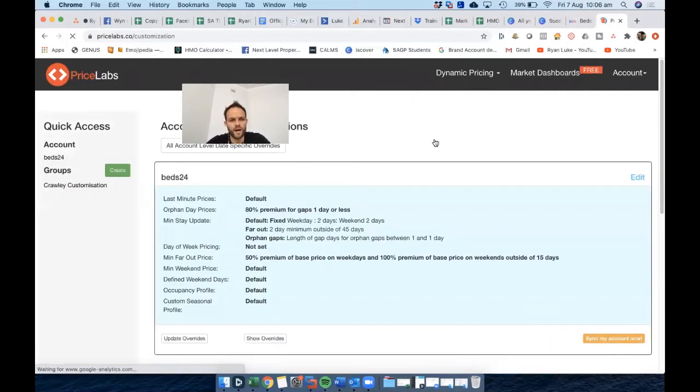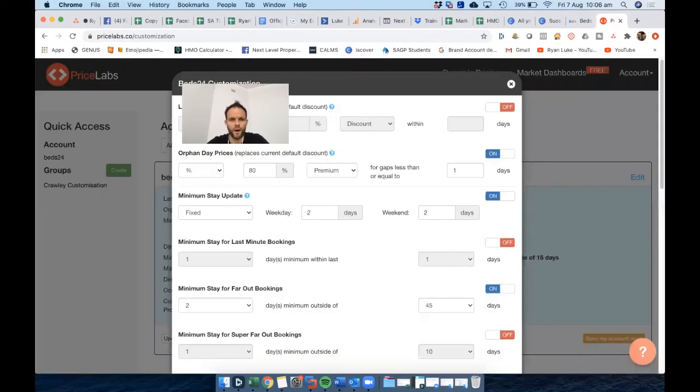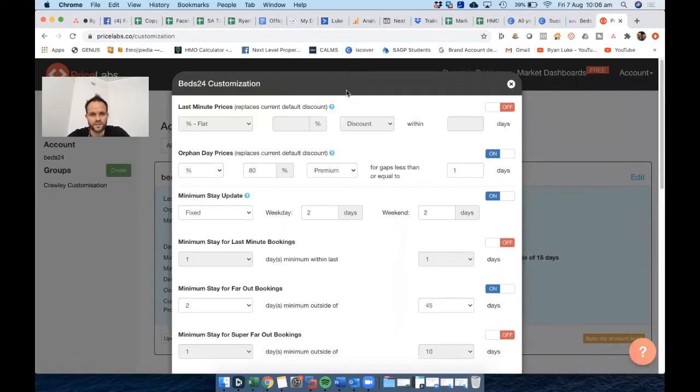You can customize various different things, so you can have different customizations for different property groups. You can have different locations, etc. I tend to just have the same for all of them. I think they work pretty well. So what you can do with Pricelabs, you can have last minute prices discounted.